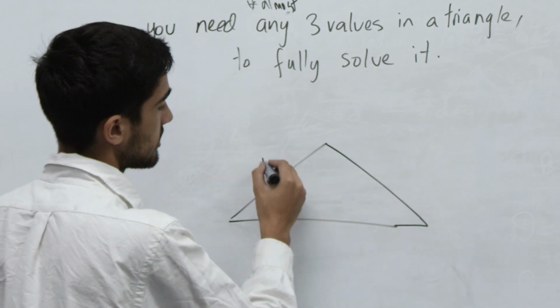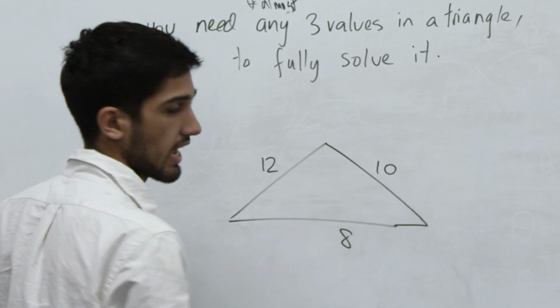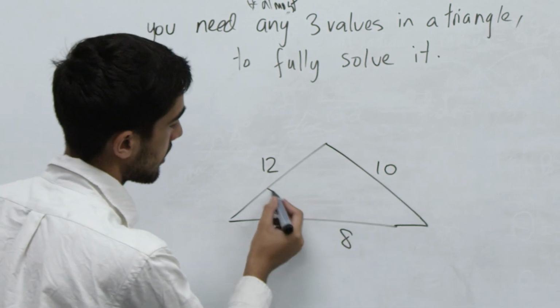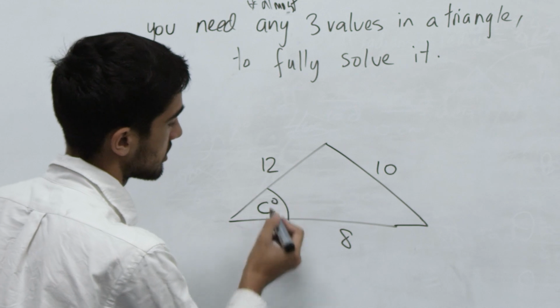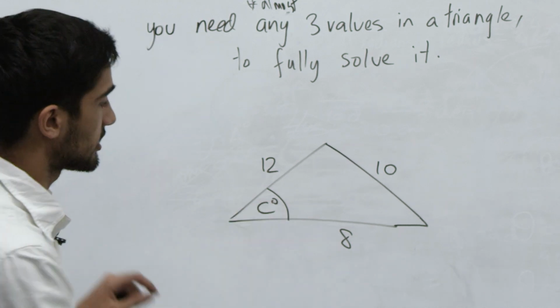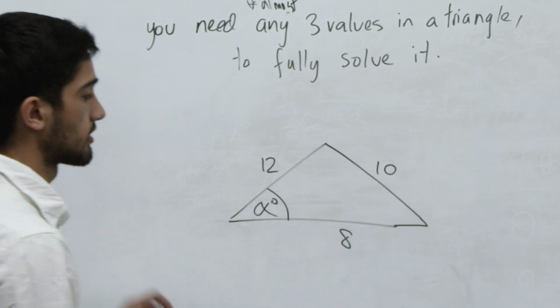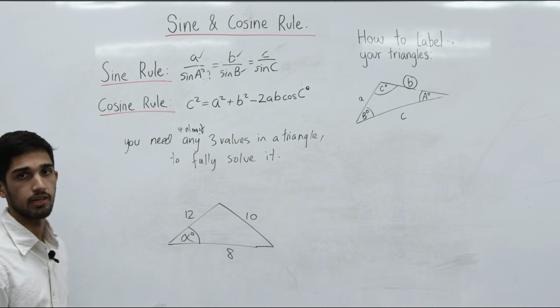Let's say that I know this length here is 12, this length here is 10, and this length here is 8. And I wanted to find what's this angle here. We're going to call it C. Okay? How do I find the, actually let's not call it C, let's make it fun. Let's call it alpha in degrees. How do I find that angle here?